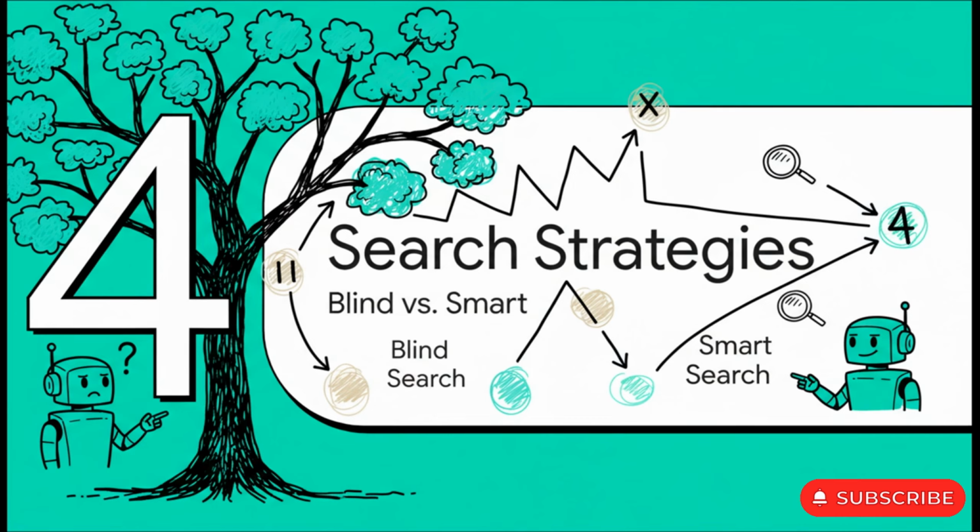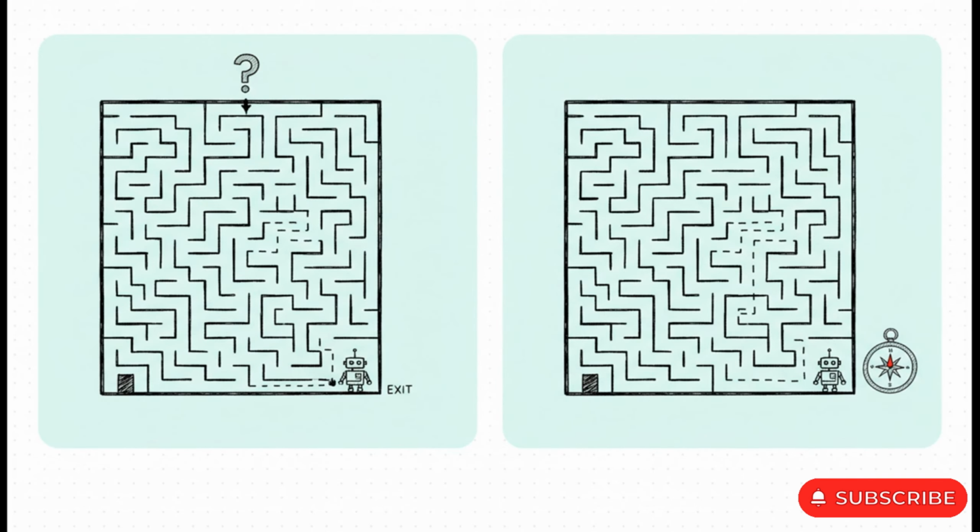Well, it turns out there are 2 main ways to do it, and they are completely different from each other. On one side, you've got what's called uninformed or blind search. This is just pure brute force. The AI knows nothing special, just the start and the goal. It just checks every single path, one by one, until it stumbles across the solution. It'll get there for sure, but it can be incredibly slow.